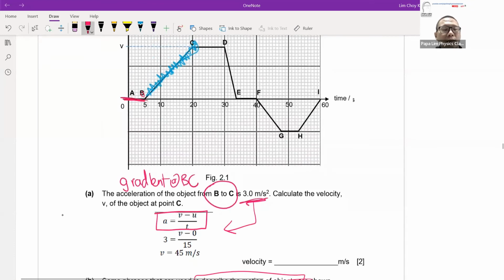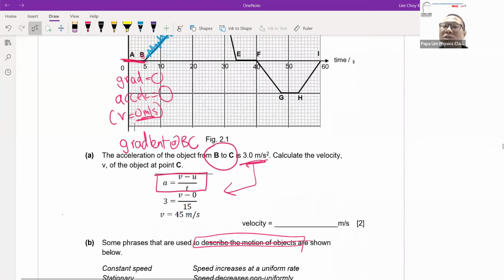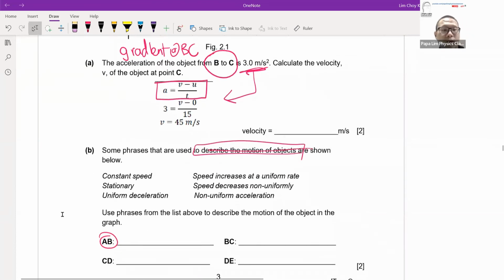Horizontal straight line here, the gradient here is actually 0. Or what we call the acceleration of the object is 0. Because it has 0 speed here, although the acceleration is 0, it doesn't mean constant velocity, because if you look at the motion of the object at this instant, the speed is 0 meters per second. So what we are looking at is not traveling at constant speed, it's what we call stationary. So AB, the answer should be stationary.